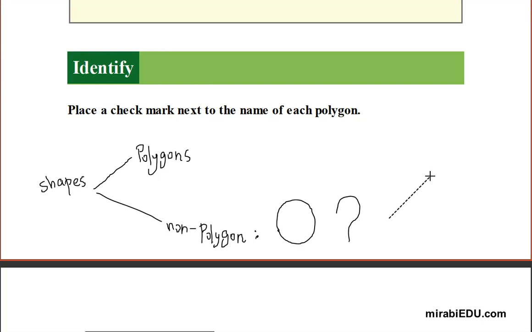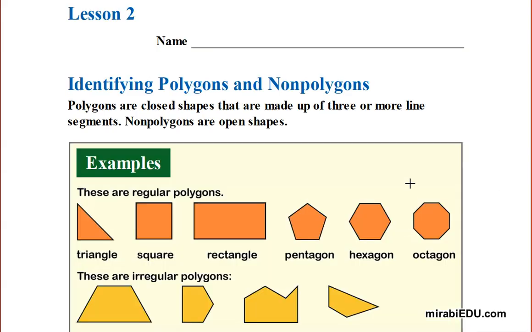A shape like this again is a non-polygon. A shape like this is again a non-polygon because they are not closed. Though they are made of line segments, they are not closed, so they are categorized as non-polygons. Pay attention to this expression: they are closed shapes. So let me highlight it. They are closed shapes made up of 3 or more line segments.